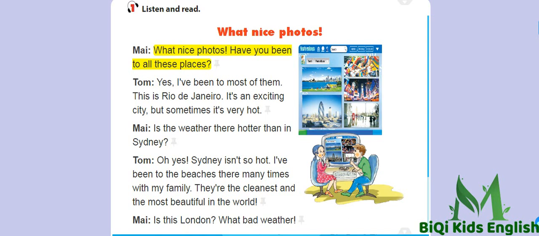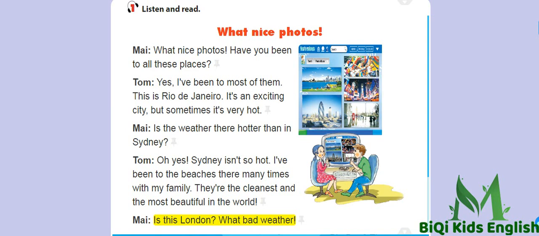What nice photos! Have you been to all these places? Yes. I've been to most of them. This is Rio de Janeiro. It's an exciting city, but sometimes it's very hot. Is the weather there hotter than in Sydney? Oh, yes. Sydney isn't so hot. I've been to the beaches there many times with my family. They're the cleanest and most beautiful in the world.